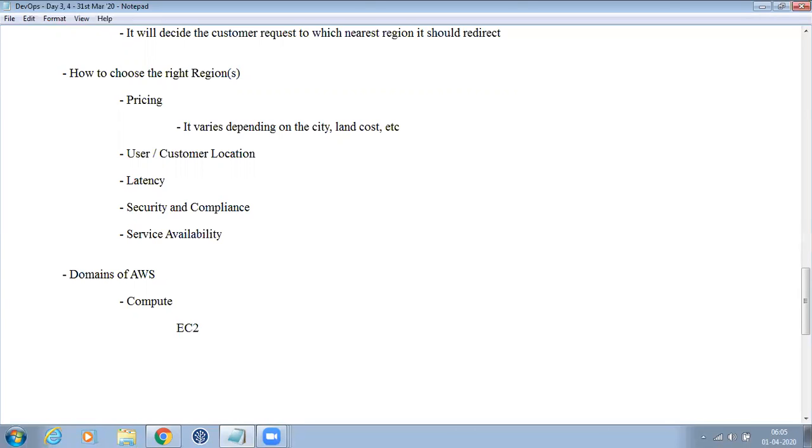We have EC2. EC2 is nothing but Elastic Compute Cloud. Next, we have Lambda. Just need to know the names, that's all. Nothing to do here. Elastic Beanstalk. Next, we have auto scaling. There are many. I'm giving only some of them, just for our understanding and reference.